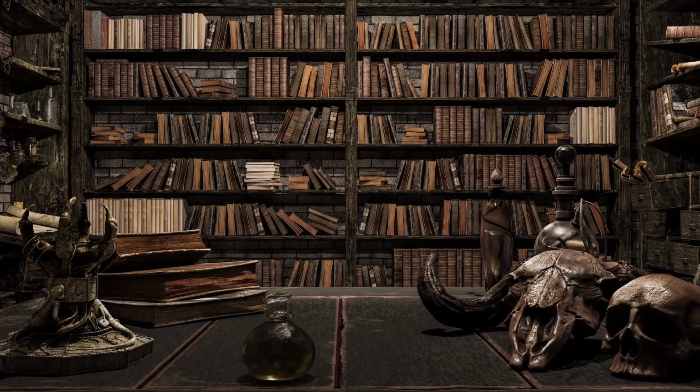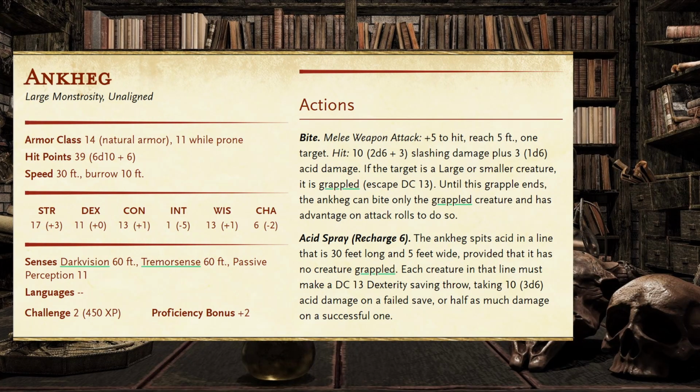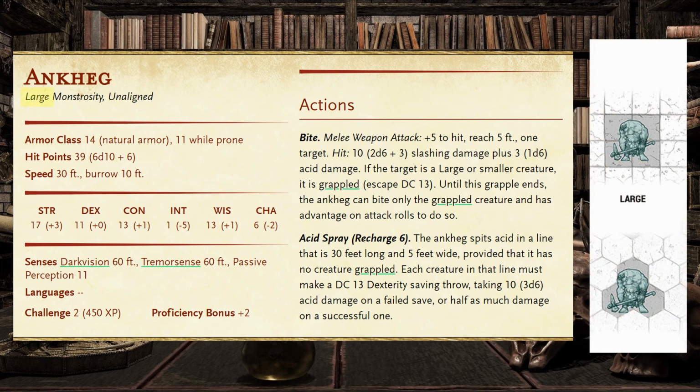Now that we've examined their lore, let's pivot over to the Ankheg's stat block to take a look at how they work mechanically. Starting at the top, we have their size, creature type, and alignment. Size in 5th edition defines the space a creature takes up in combat, with a large creature taking up a 10-foot by 10-foot square or hex on a battle map.